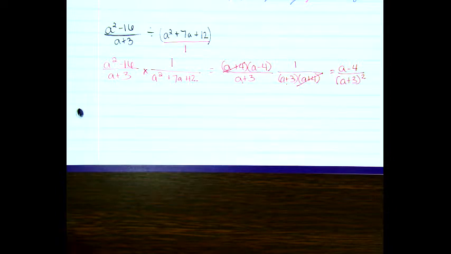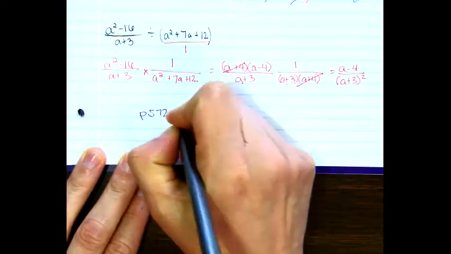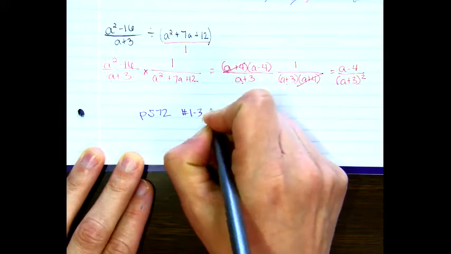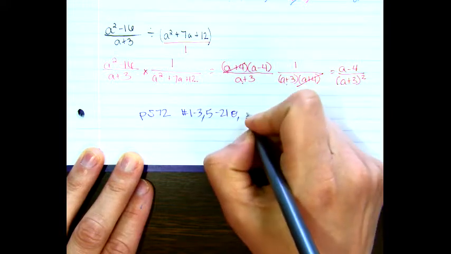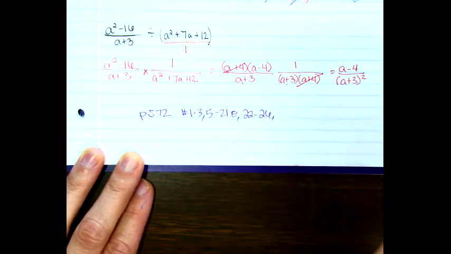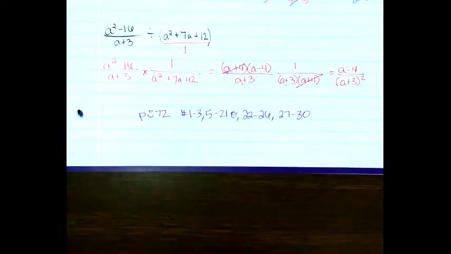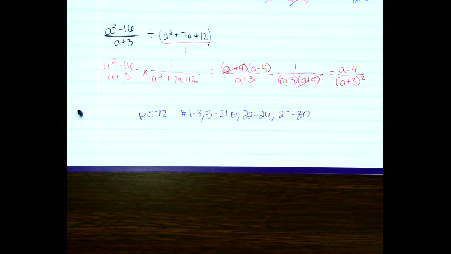And that is actually the last problem, or the last example. So flip to page 572. And your homework is numbers 1 through 3, 5 through 21 odd, 22 through 26, and 27 through 30. So hopefully once you get the hang of all of the factoring, these will go pretty quickly for you.